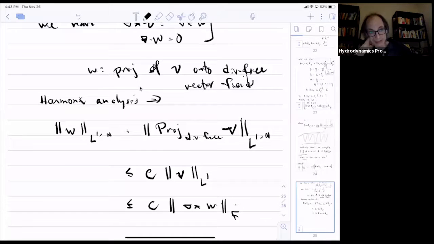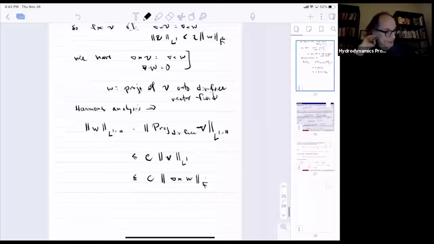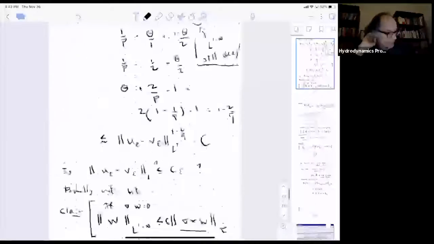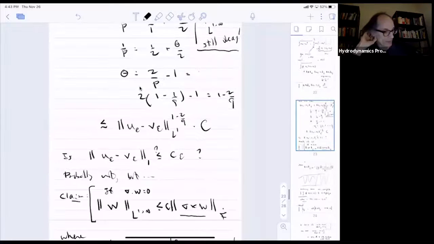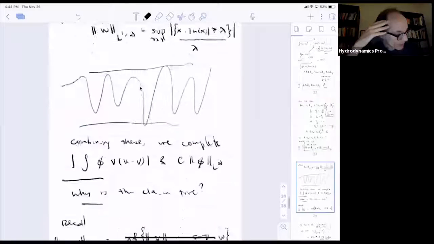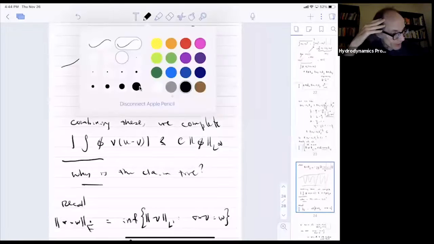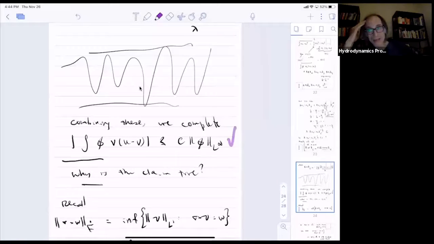And so by combining these ingredients, we can carry out the program sketched above. We replace this by L^{1,infinity}, we use the lemma, and then we exactly get epsilon to the 1 minus 2 over q times epsilon to 2 over q minus 1. And so then we can conclude this. Okay, and so that's the proof of the first theorem, theorem 1.